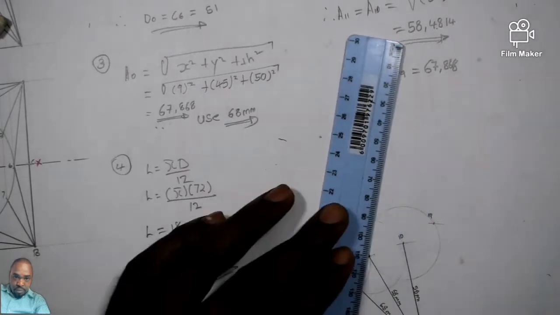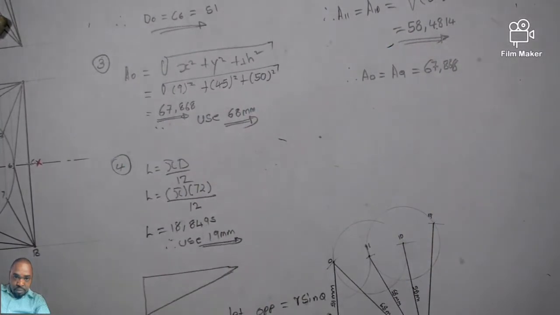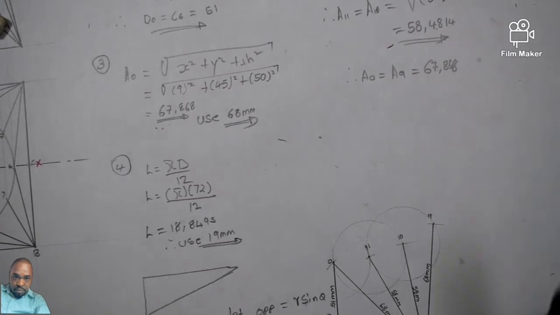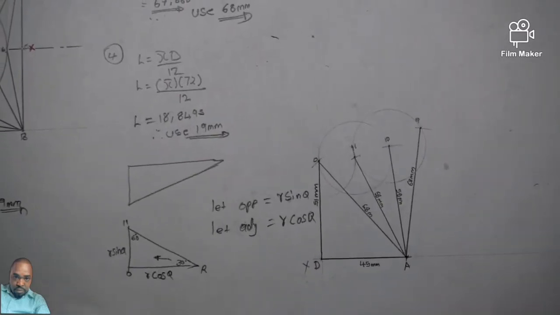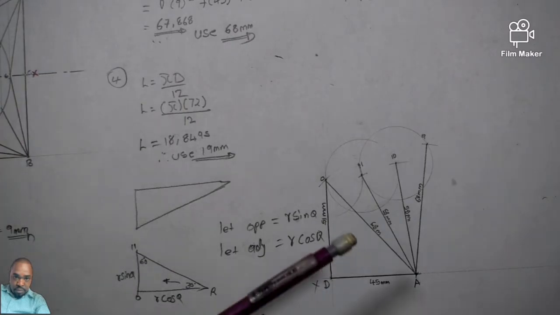So direct it to point A, which is 68 millimeter. You understand? Direct it to point A. Right. Then after that what is going to happen now?